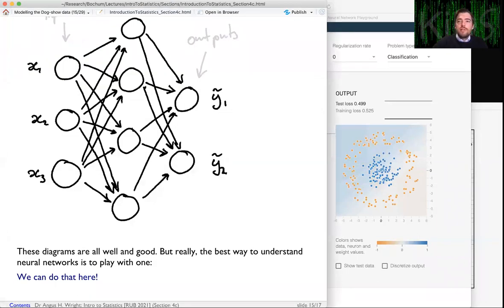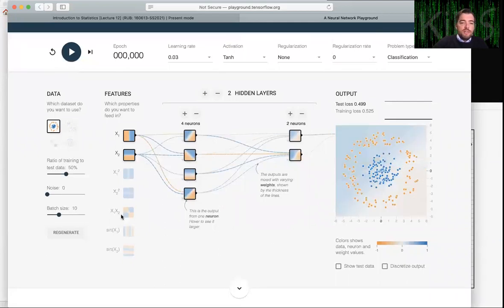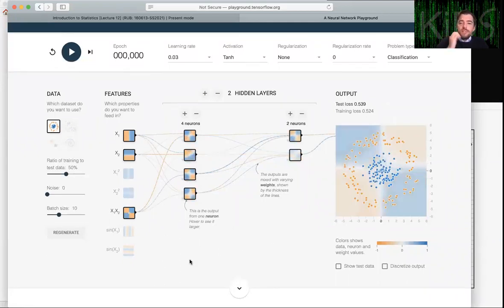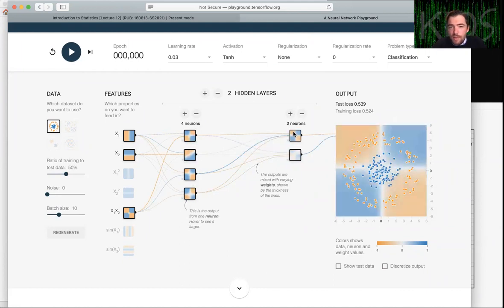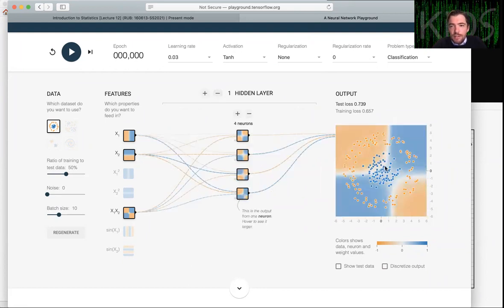No, we had 3 inputs. Let's give it 3 inputs. So let's give it also the checkerboard. So we have 3 inputs. We have 4 neurons in the middle, and we have 2 output neurons. Oh no, we just want the output actually. Okay, and this is our regression, right?